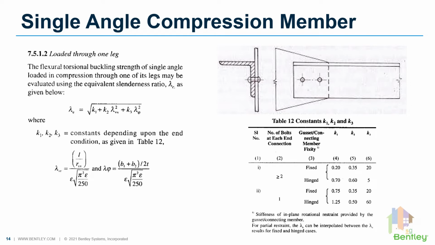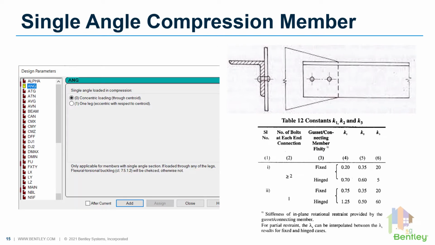For single angle sections loaded through one leg, due to compressive load, member is subjected to flexural torsional buckling as the load is not passing through the centroid. To consider this flexural torsional buckling, slenderness ratio is calculated using clause 7.5.1.2. There are three constants K1, K2 and K3 which are calculated from table 12. To calculate these values, there are three additional parameters which you need to define.